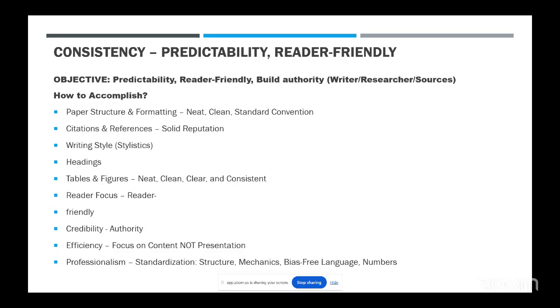And then professionalism, which goes back to our standardization. So the standardization of structure, mechanics, bias-free language, being that candid, how we communicate the numbers, how we display our information. You want to always exhibit a sense of professionalism throughout. Okay. Well, that concludes our first workshop in this series.